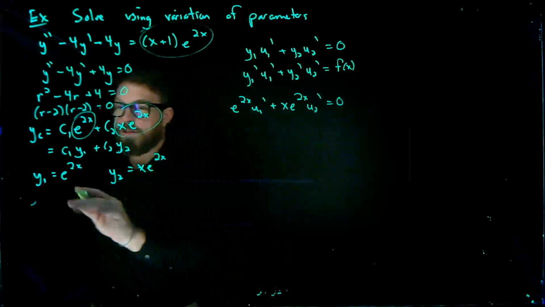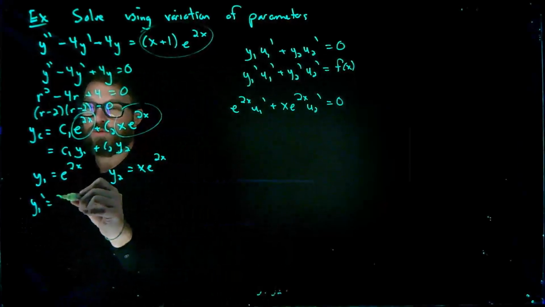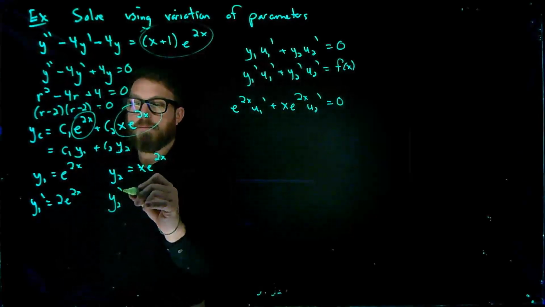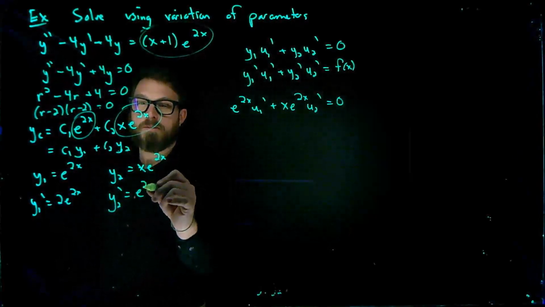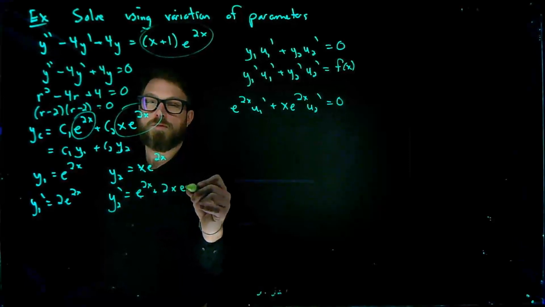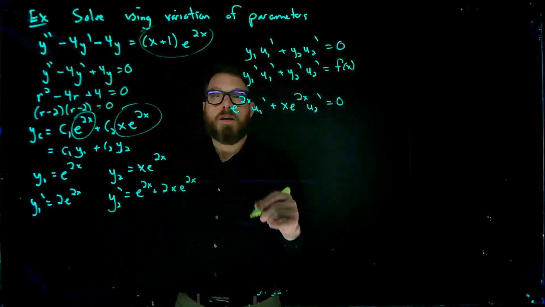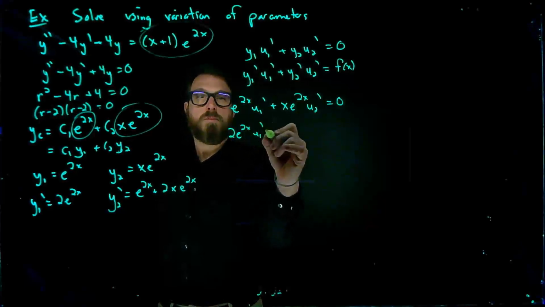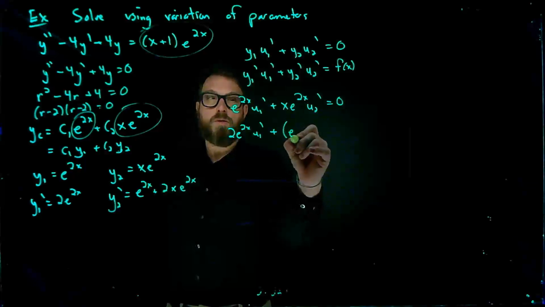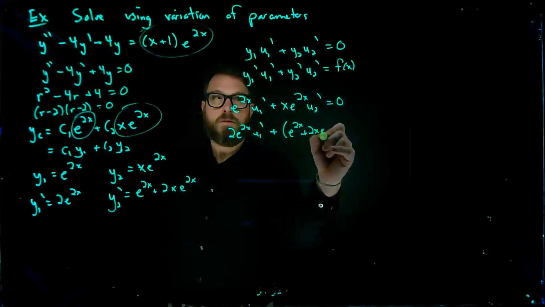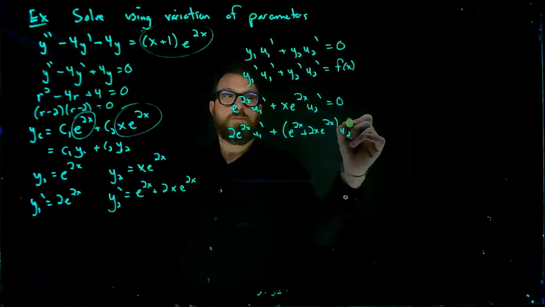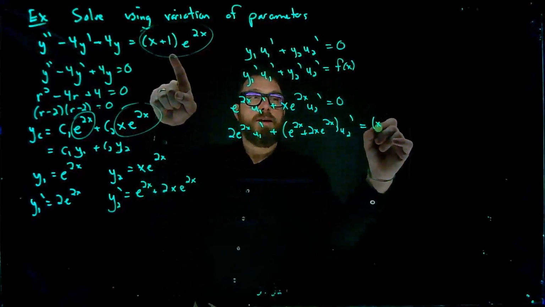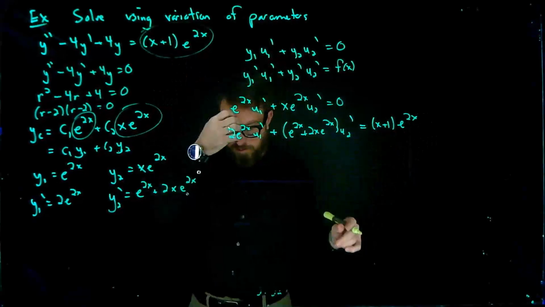But I need to know these derivatives. So y1 prime is 2e to the 2x. And then y2 prime is going to be the product rule: the derivative of the first times the second plus the first times the derivative of the second. So we have 2e to the 2x u1 prime plus this coefficient times u2 prime, and this is equal to f of x, which is right here, x plus 1 times e to the 2x.